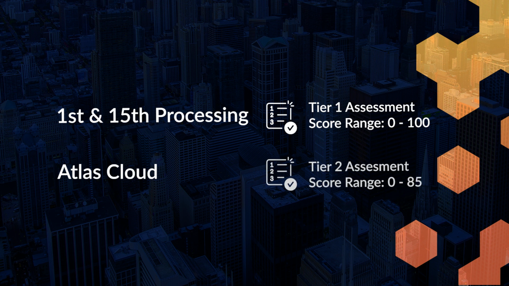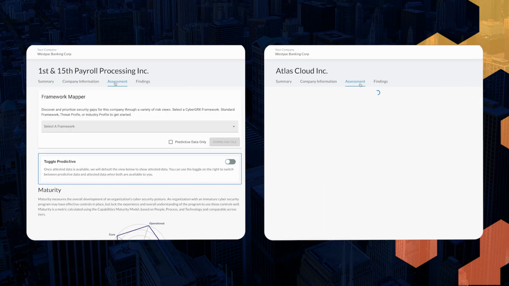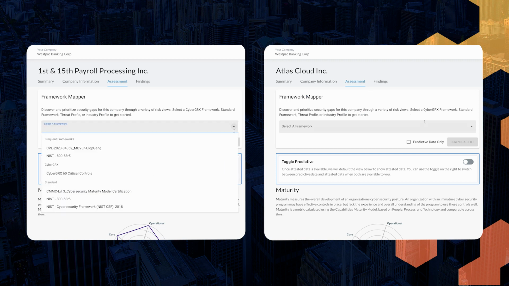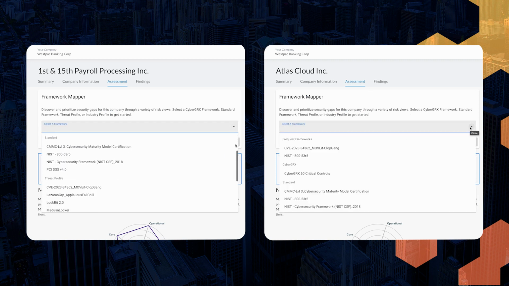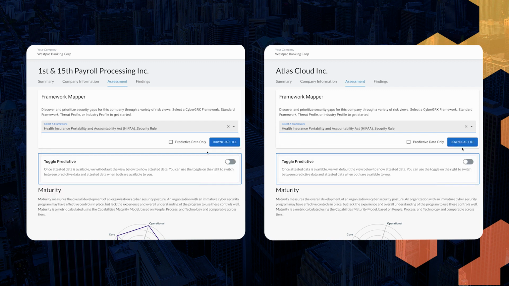to 100, while Atlas Cloud has a Tier 2 validated assessment, so their scores will range from 0 to 85. Once the medical records company is authorized to view the assessments, they would go to each company's profile page, select the HIPAA industry profile from the Framework Mapper dropdown, and download the file.